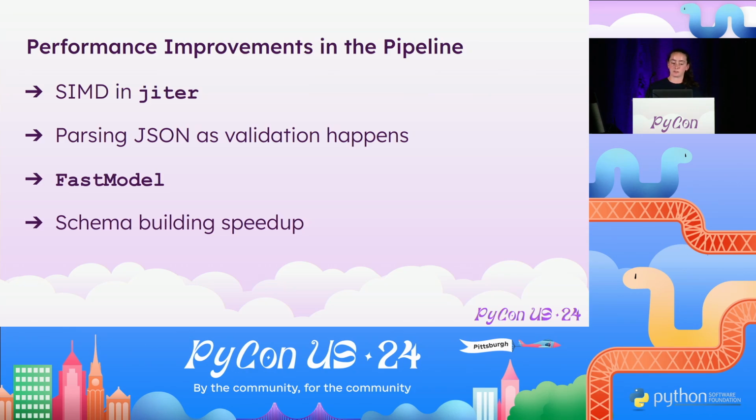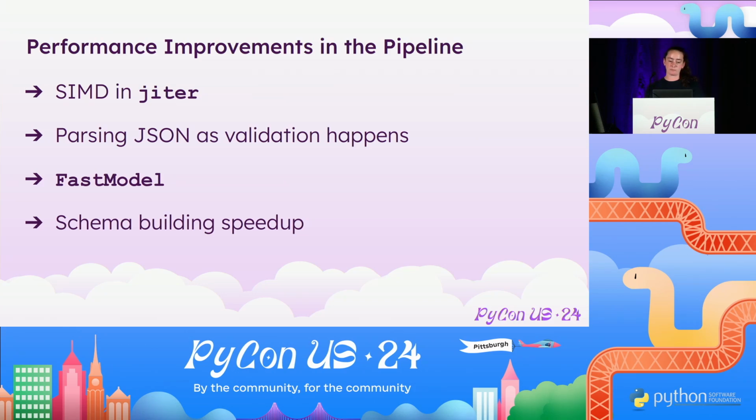The first performance improvement in the pipeline is using SIMD and Jiter. SIMD is single instruction, multiple data, which basically means that we're using vectors and almost a form of parallelism to process chunks of data at the same time. We actually have this supported for Macs right now, but not other architectures, so we want to fully support that in Jiter. Jiter is our JSON parser.